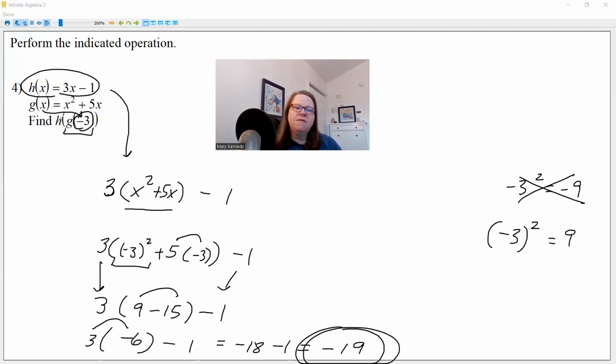That is the value of h of g of -3. If you put in a -3 to g of x and then plug g of x into h of x, you get -19 as your output.